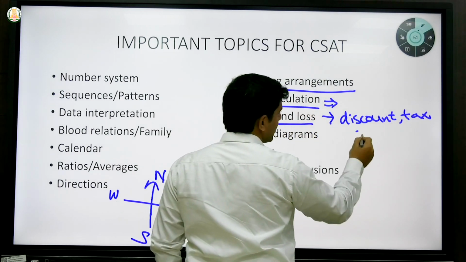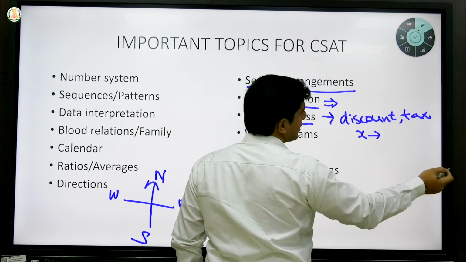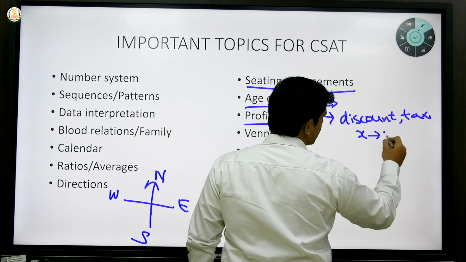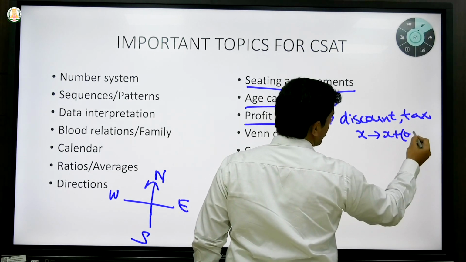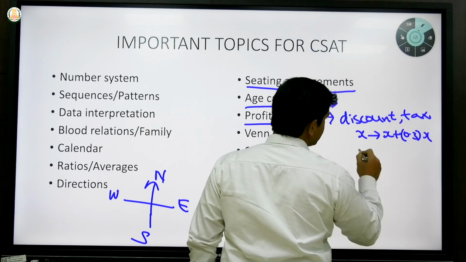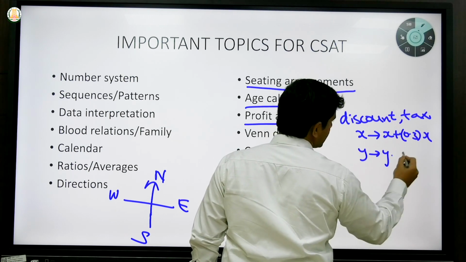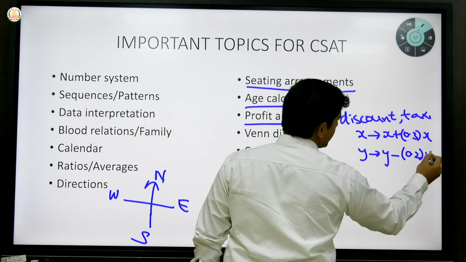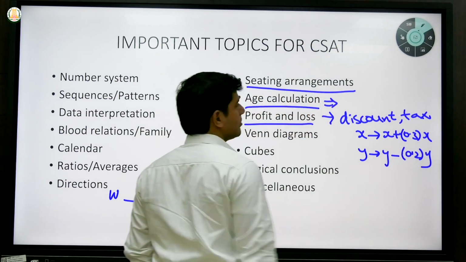The only thing is you will have some X initially. It will be increased by 20%, 30%. So that will be X plus, let's say, 0.3X. If it is decreased, it will be, let's say for Y, Y minus 0.2Y. This you should remember.